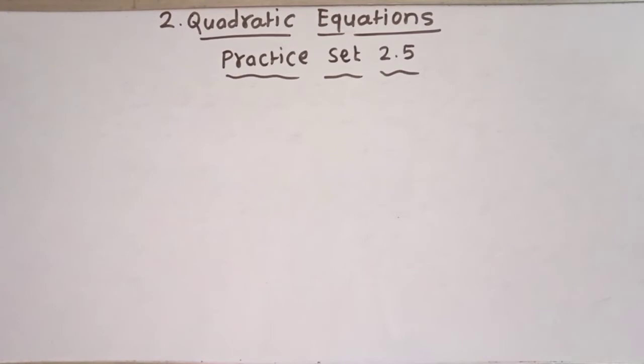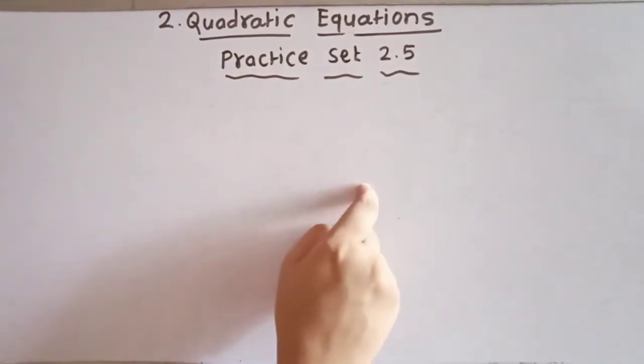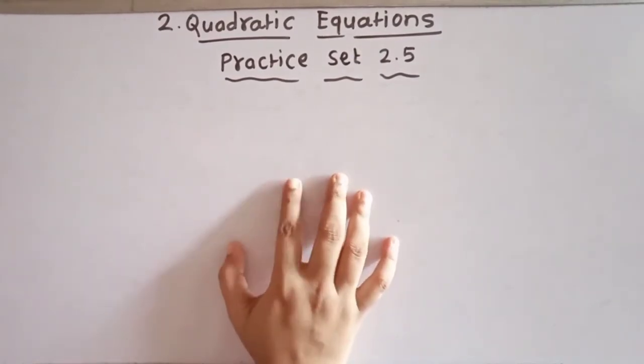Students, we are studying the second chapter of Mathematics 1, that is quadratic equations. In the last lecture we studied how to find the nature of roots of a quadratic equation. For that we have to find the discriminant. Discriminant means b square minus 4ac. The value of this is called the discriminant, and it is denoted by the Greek letter delta. Its symbol is like a triangle.